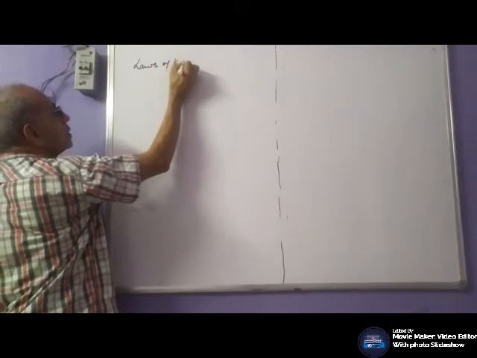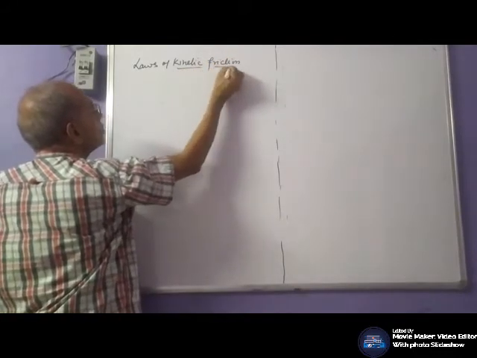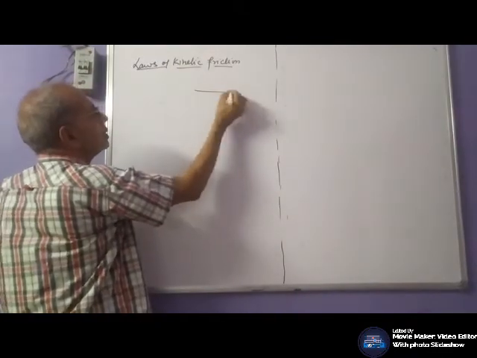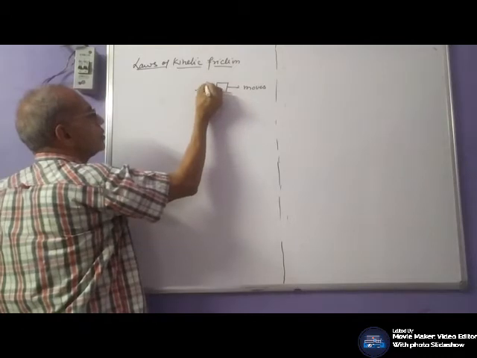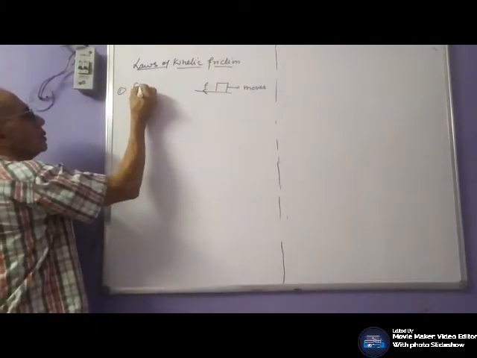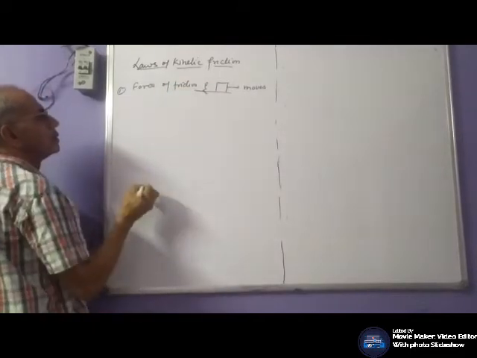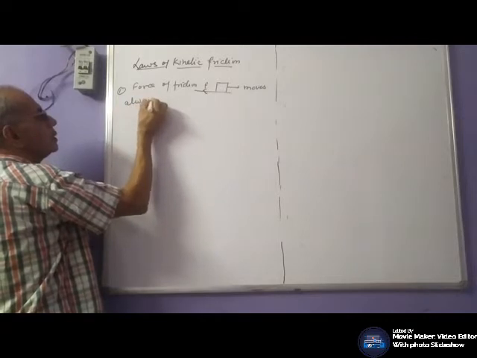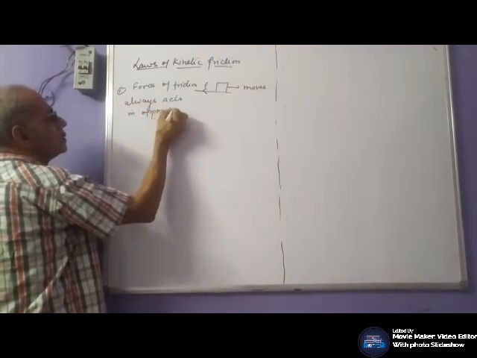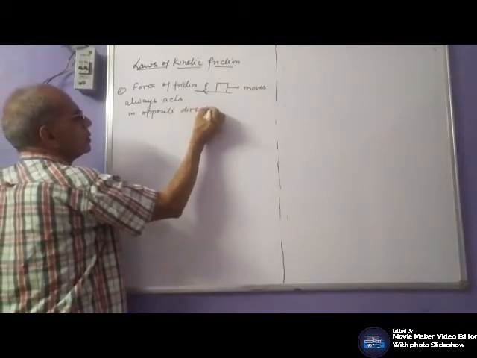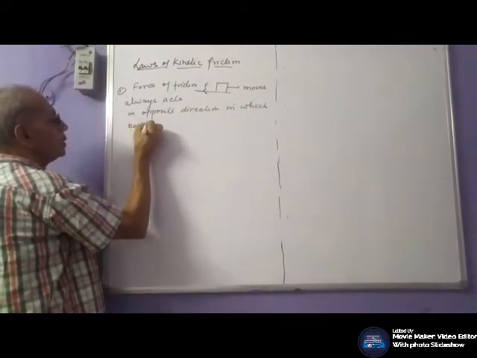Laws of kinetic friction. Body, it moves. So this is force of friction. This is first law. Force of friction always acts in opposite direction in which body moves.